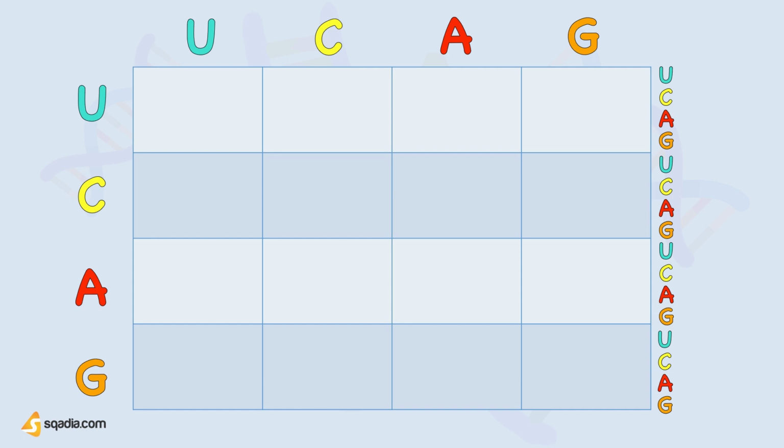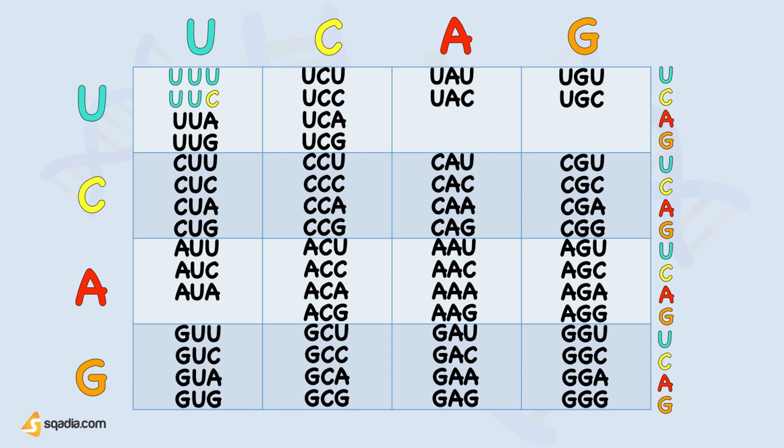Now start making codon sets. 1 U from here, 1 U from here, and 1 U from here. So the code will be UUU. Then again 1 U from here, 1 U from here, and 1 adenine from here. So the code will be UUA. As you have got the gist, let me put all the codes down for you. You can create your codes yourself whenever you like now.